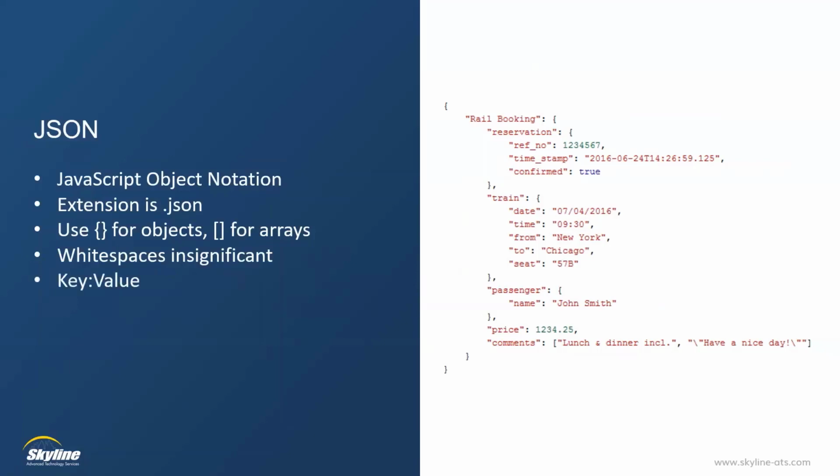Everything is in a key value format. So for example, if I look at train, the key might be date, and then the value would be 7/4/2016. The key is basically surrounded by double quotes. And then of course your value could be a Boolean, an integer, a float, or a string. Everything is separated by commas except for the very last value of each object.